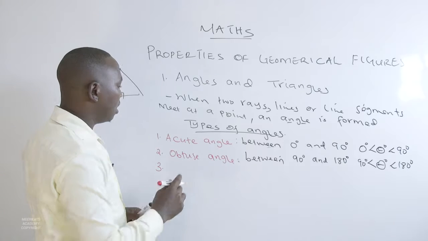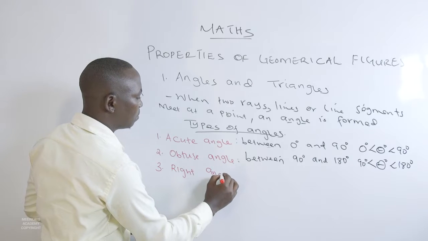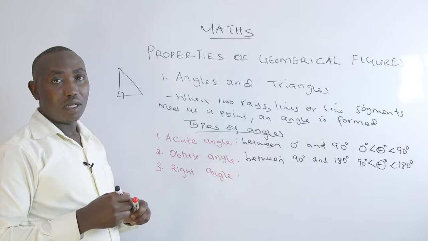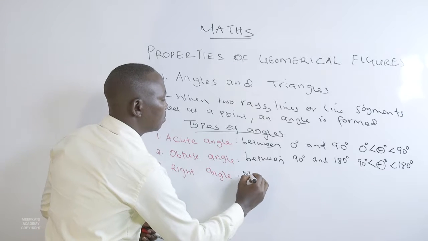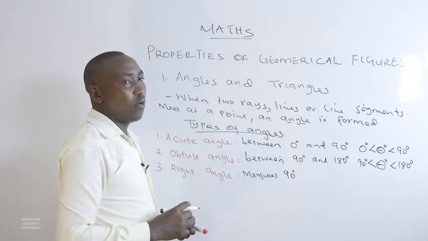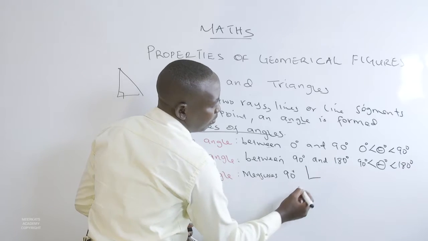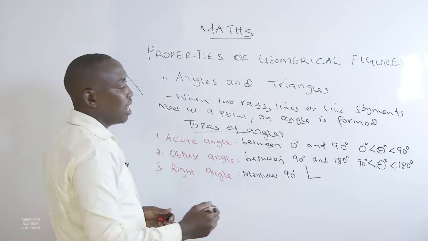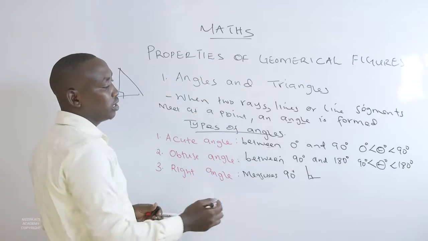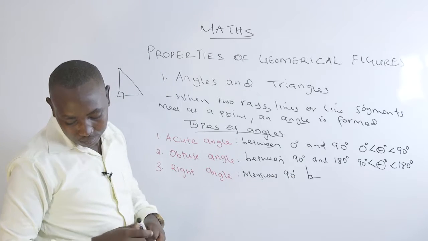We have a third angle called the right angle. And a right angle strictly measures 90 degrees. And we normally use a pair of perpendicular lines with a small box like that to indicate that this particular angle is a right angle.